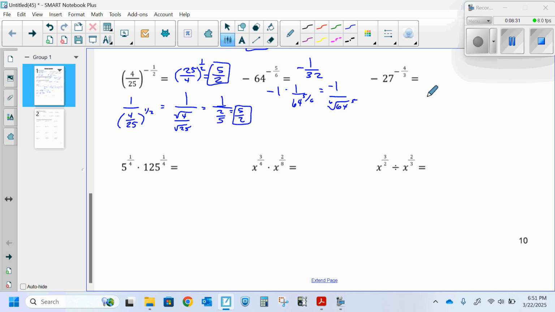All right, and a similar problem. Pen is all wacky. All right, so we're going to drop this to the bottom and make that a positive 4/3. I'm going to change that to a radical, cube root of 27 to the 4th. And again, I don't want to do 27 times 4 and then take the cube root. I want to do the cube root of 27, which is 3. 3 to the 4th is 81. So this is -1 over 81.